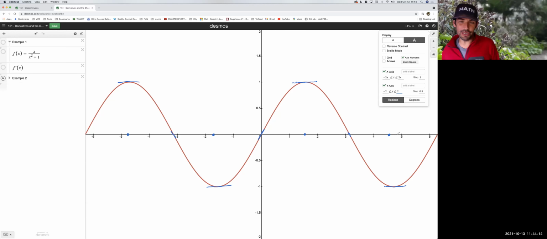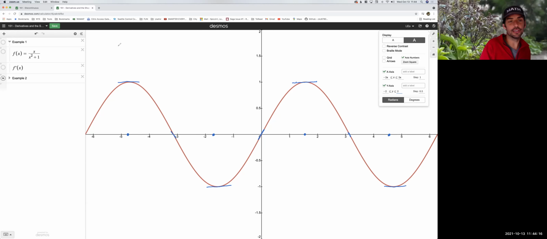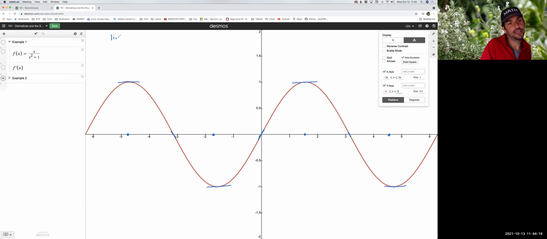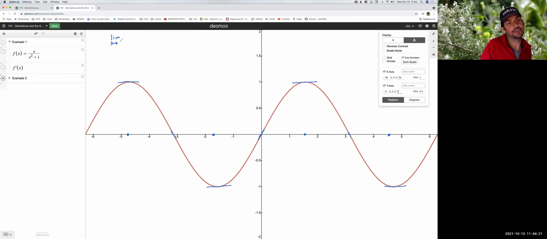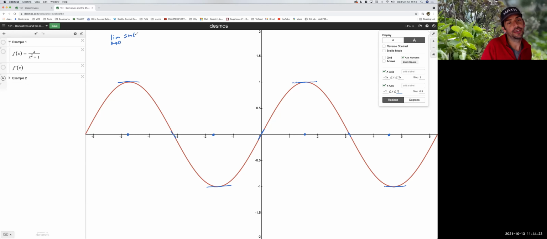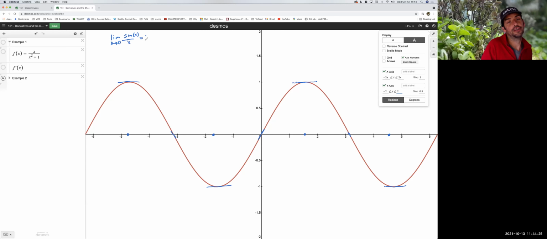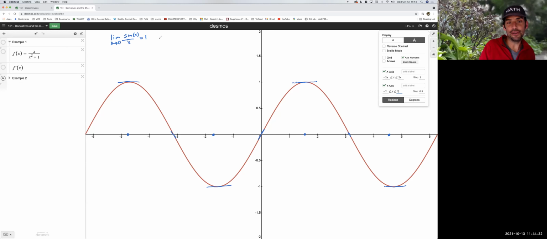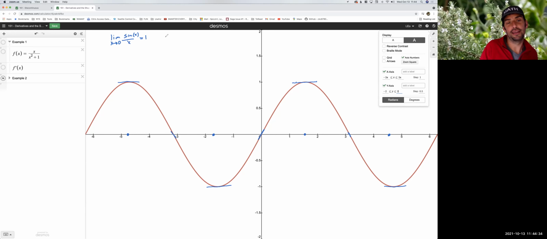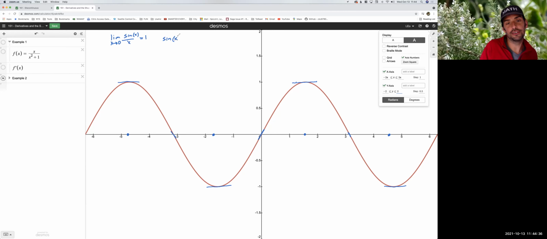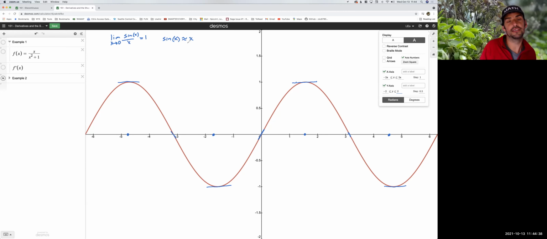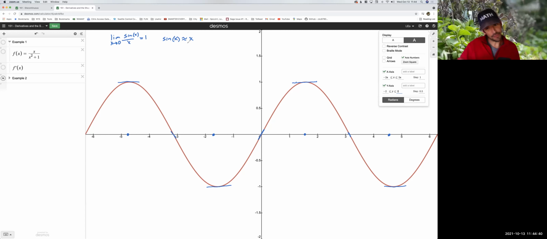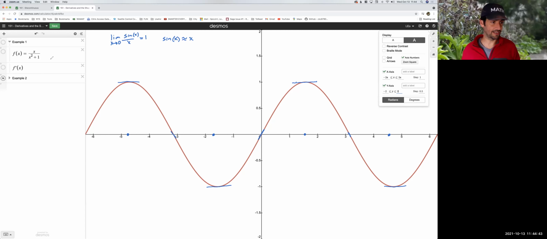I'm going to use something we noted earlier in this video series, that if we look at the limit as x goes to 0 of sine of x over x, this limit is equal to 1. We showed that in an earlier video. And we thought about this by thinking that near 0, sine x is approximately the same as x, right? If you put the line y equals x in here, let's just go ahead and do that.